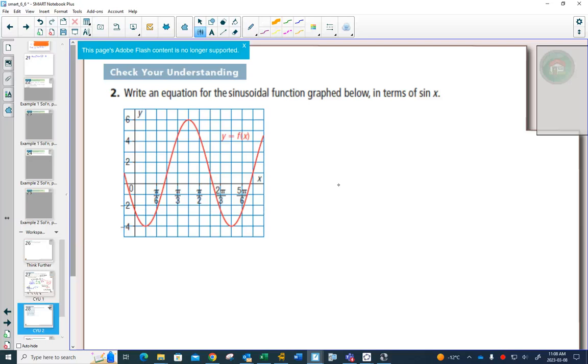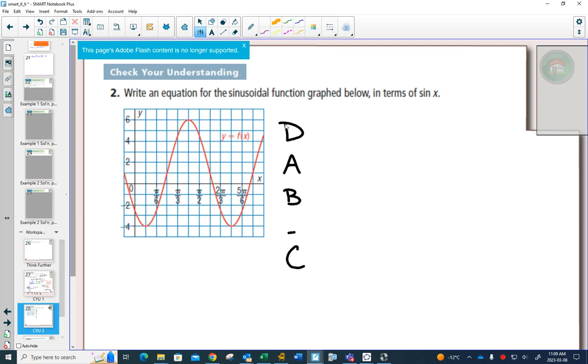In example 2, we're given the graph, and we want to write the equation. So we have to think, well, how do I graph something? I've been using DABC to graph. Could I look at the graph and figure out what each of these numbers would have been? For example, can you figure out where the center line is by looking at the graph?